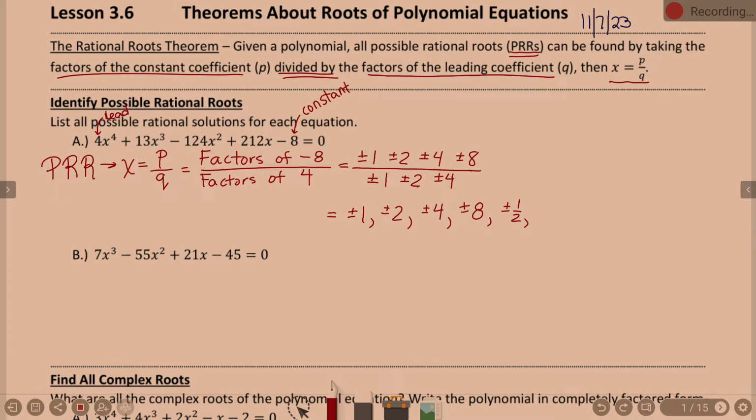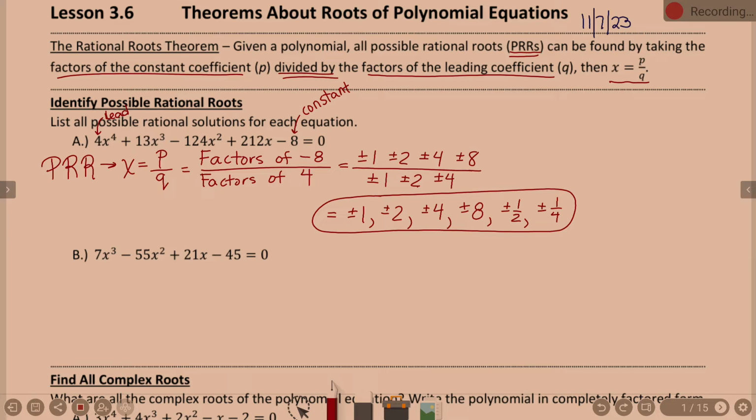And now we're going to take turns and put everything over 4. 1 over 4? Plus or minus 1/4. 2 over 4? 2 over 4 reduces to 1/2, which we already have. 4 over 4 is 1. 8 over 4? 2. Okay, guys, right here is your list of PRRs. Plus or minus 1, 2, 4, 8, 1/2, and 1/4.